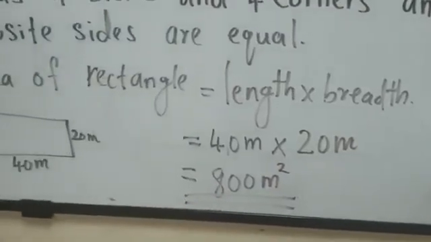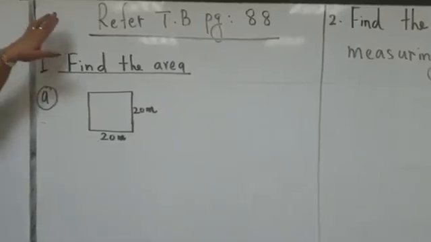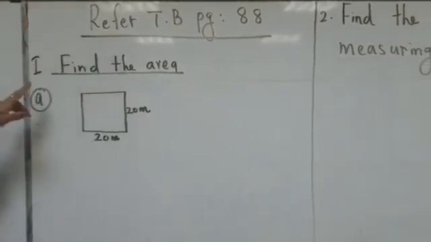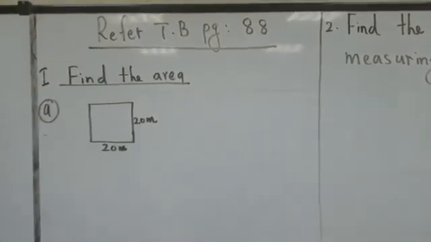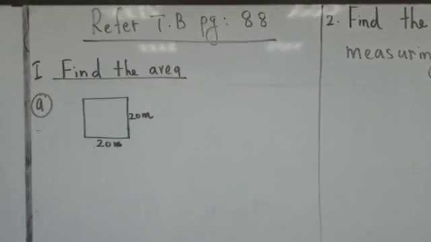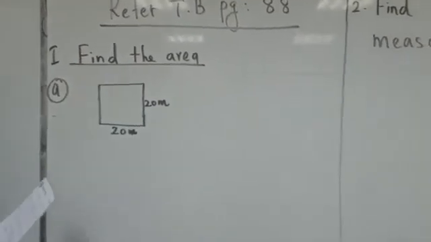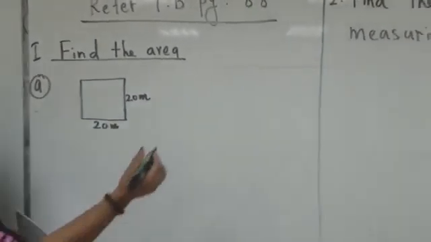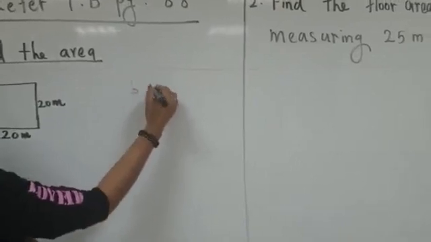Take out your textbook, page number 88. From there, question number 1: find the areas of the following figures. 2 questions were there. The first one we are doing here. Question number B, you have to do by yourself as homework.